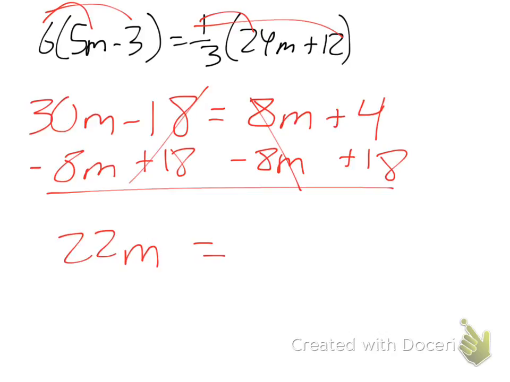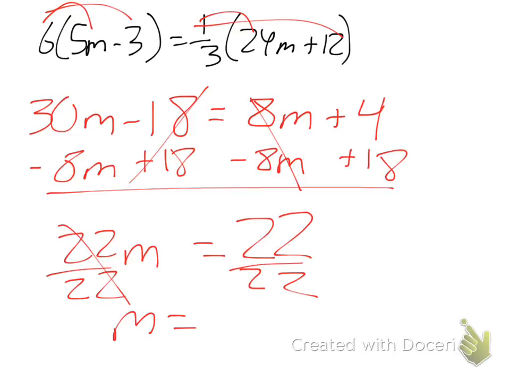And what's 30 plus a negative 8, or 30 minus 8? 22m equals 4 plus 18, 22. Divide both sides by 22. M equals 1. Check it out.